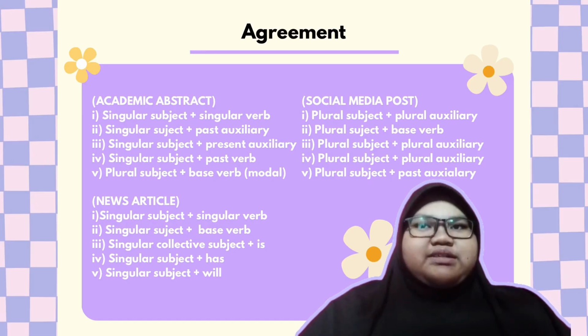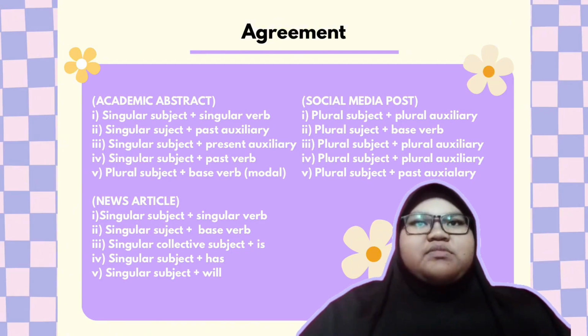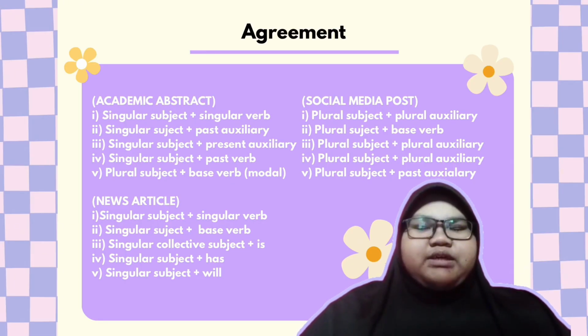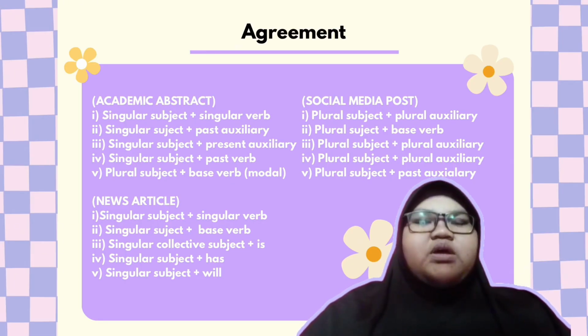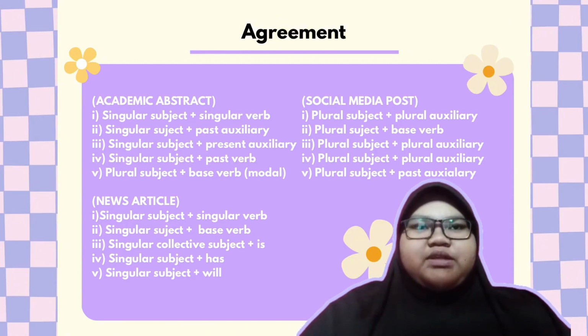However, in the news article, the examples given only have singular subjects within it. It is the opposite of the social media post, with all of the examples being plural subjects. All of these examples are abiding to the agreement with correct use.